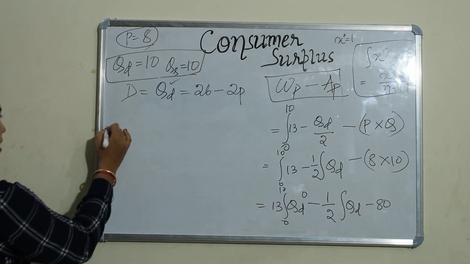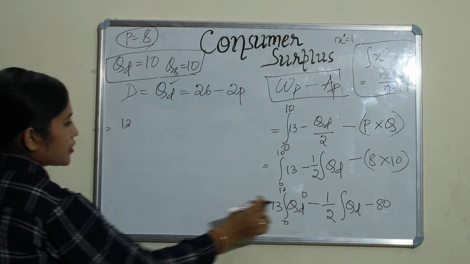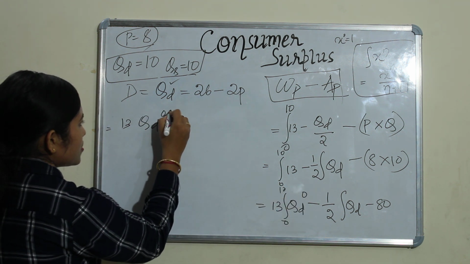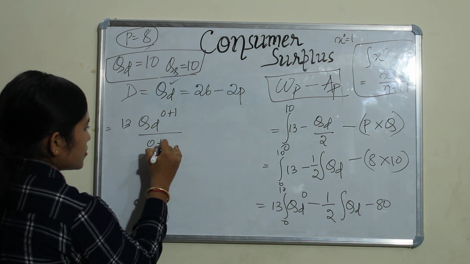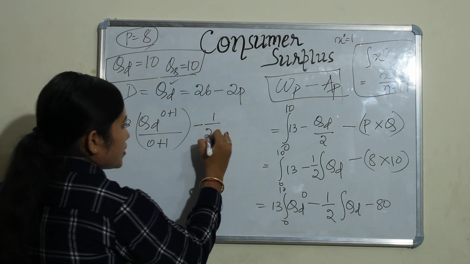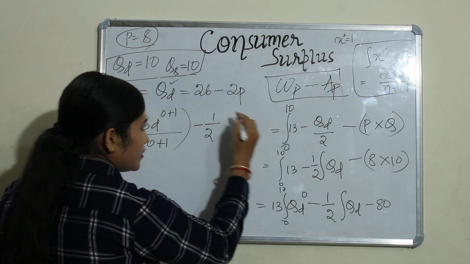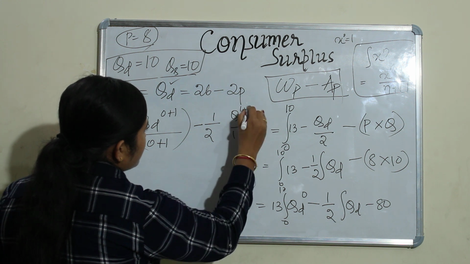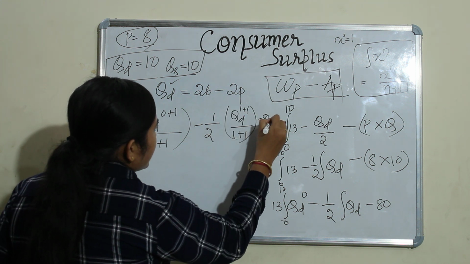Next, 13 QD to the power 0, that means the integration value will be QD to the power 0 plus 1 divided by 0 plus 1, minus half QD to the power 1, so QD to the power 1 plus 1 divided by 1 plus 1, with limits 0 to 10.